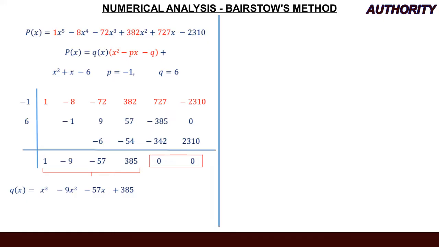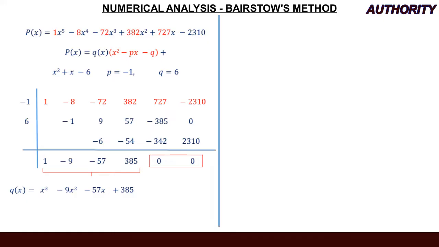So q of x is now x cubed minus 9x squared minus 57x plus 385. Are we together? And then we see here that the remainder is 0. Now let's go. This one is just a basic understanding before we go fully into what we call Bairstow's method.